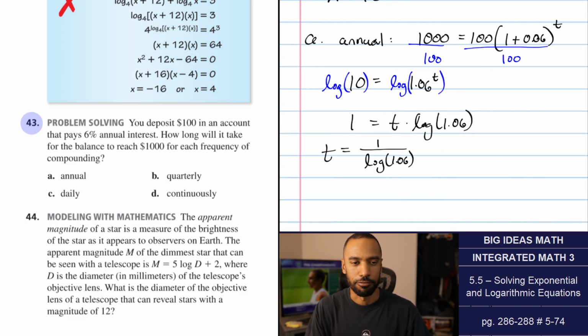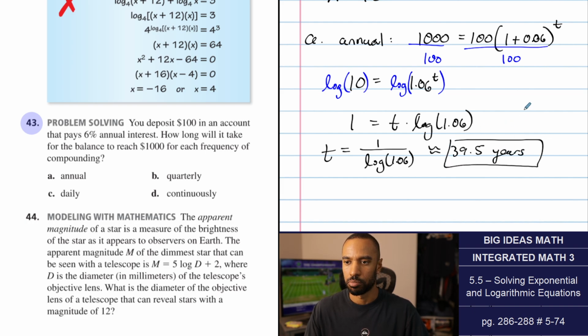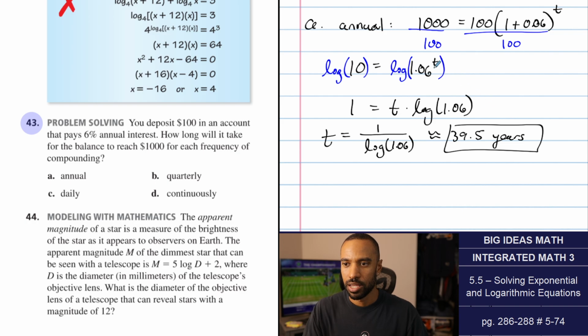So I'm going to go ahead and figure out what that is. 1 over log of 1.06. 1.06 is more than 1, so that should be a positive result. All good there. 39.5 years. And t is in years. It's not in minutes like the cooling rate, Newton's cooling method problem, whatever it was. So there's the annual answer there.